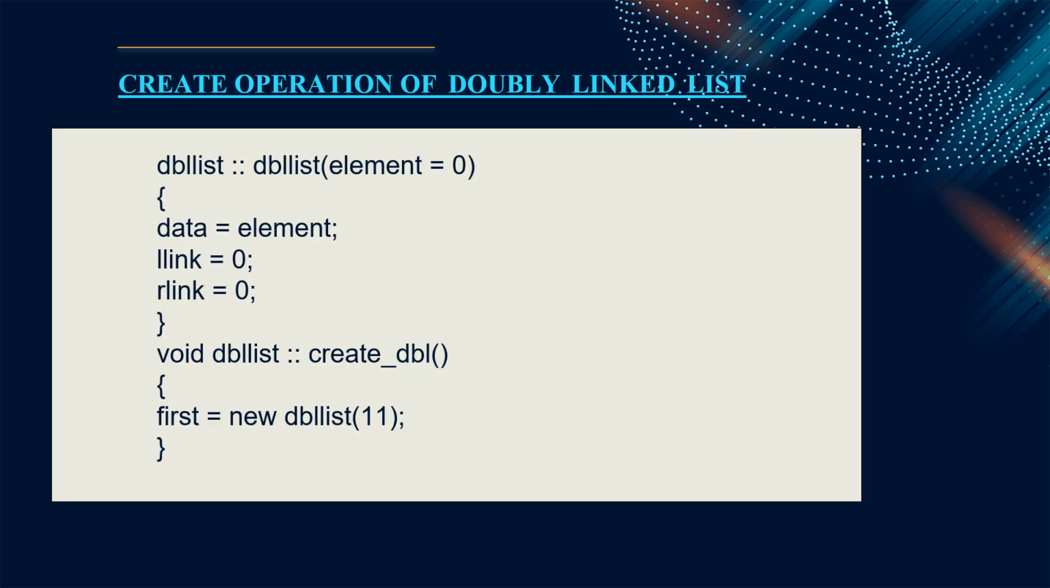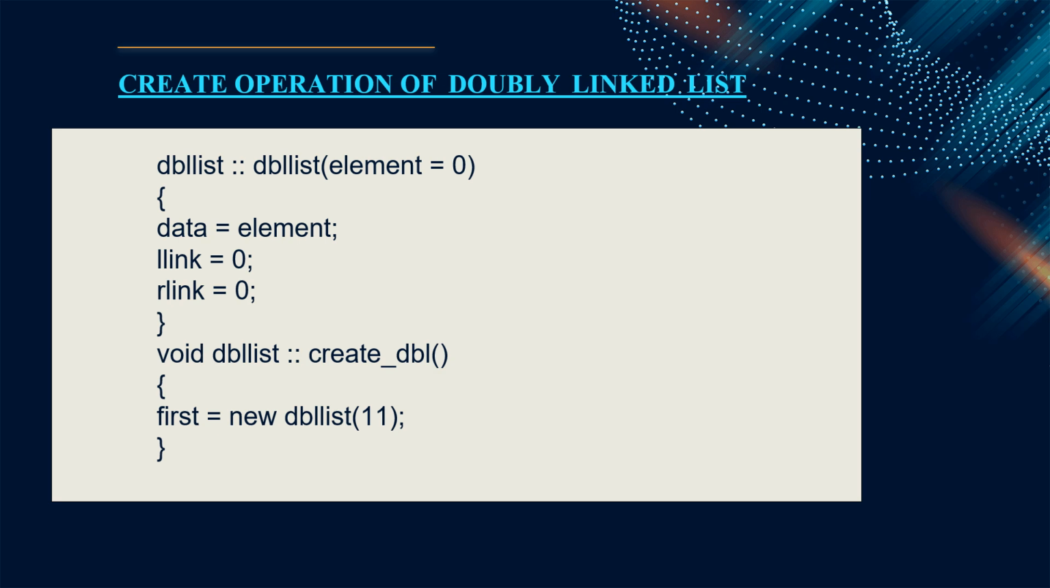Now we are going to see the create operation of a doubly linked list. This block of code is for creating a single node in a doubly linked list. There is a constructor which initializes a dblist object with an element which defaults to 0 if no argument is passed. The L-link, that is the left link or previous node, and the R-link, the right link or next node, are initialized to 0. And we have a method called create_dbl. This method creates a new dbl object with the value 11 as an element, assigning it to the first pointer.